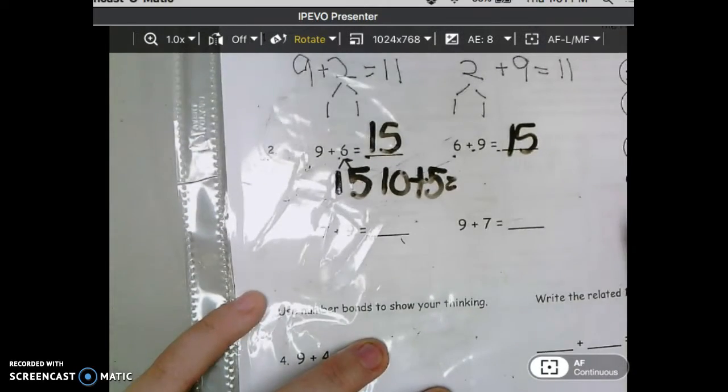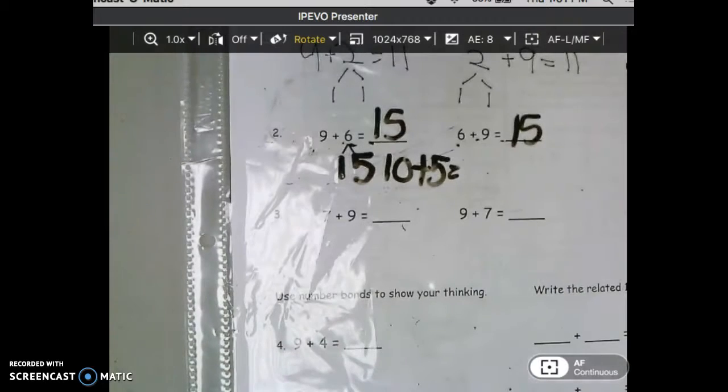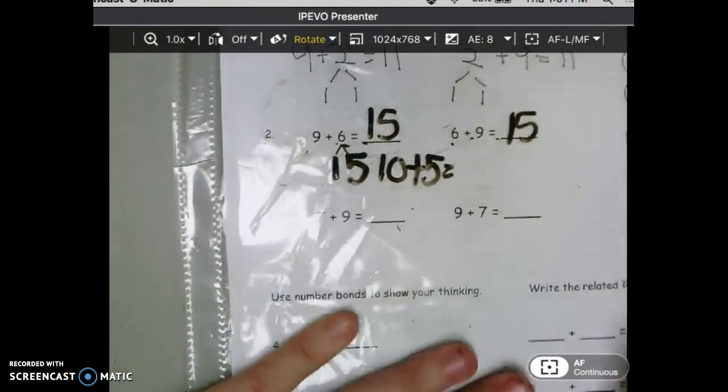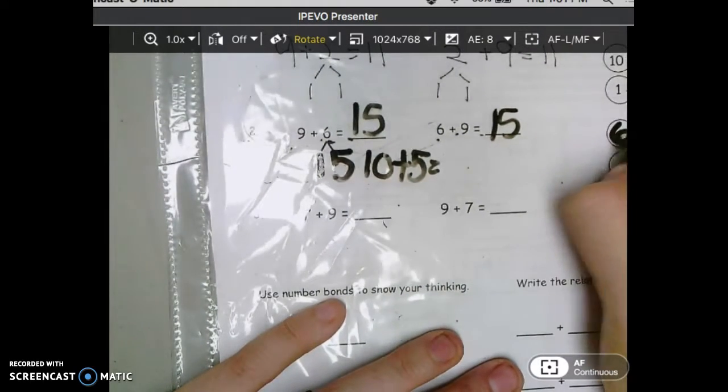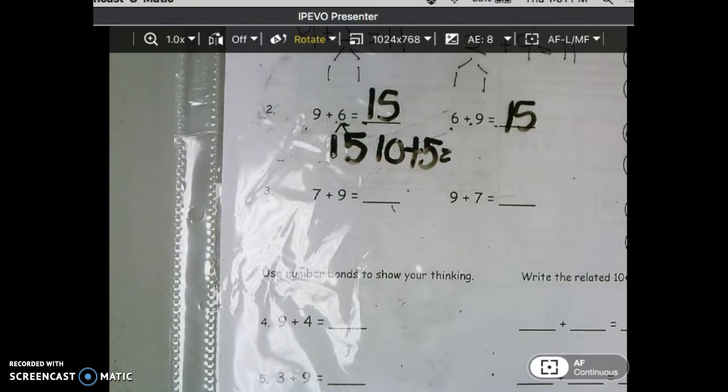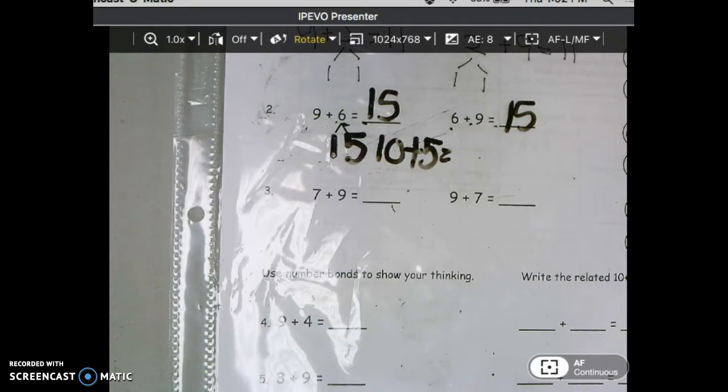So I can put 15. Oh, I love your bubbles and how closely you're paying attention. I can put 15 and I can put a 6 and I can put a 9 because it can go either way. It doesn't matter which one I put first. 9 plus 6 is always going to be 15 and 6 plus 9 is always going to be 15.